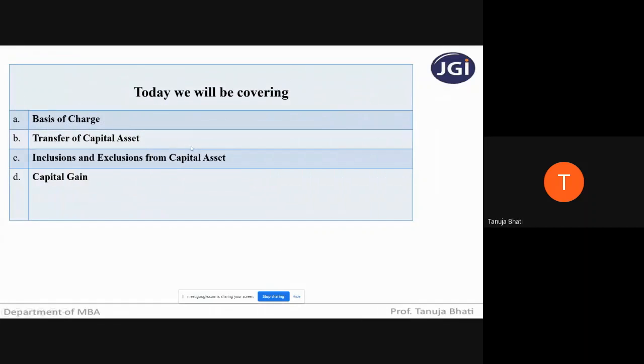So today we will be seeing what is the basis of charge for a capital gain, transfer of capital asset, inclusions and exclusions from capital asset, and what is a capital gain. Today our entire lecture will be on the theory part relating to capital gains, which is very important because it will help you all to solve the problems.